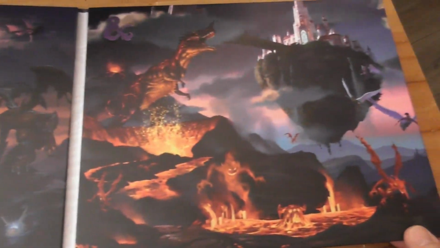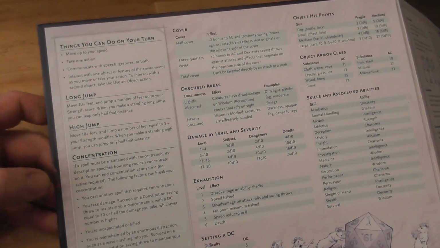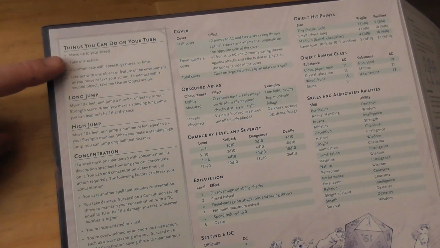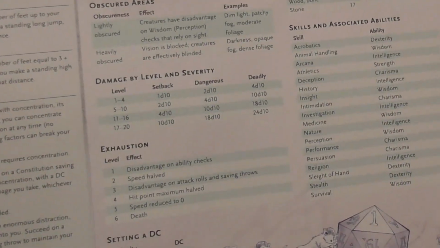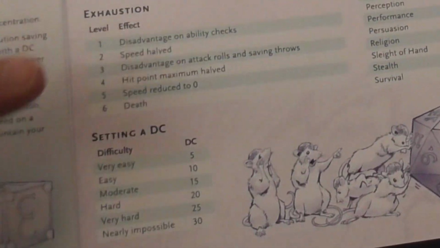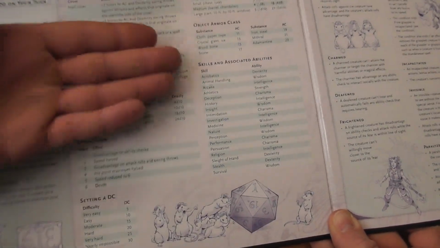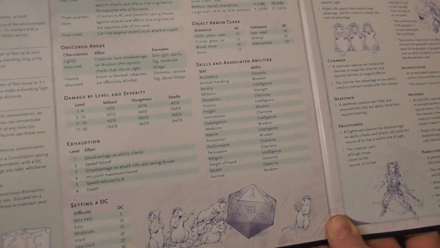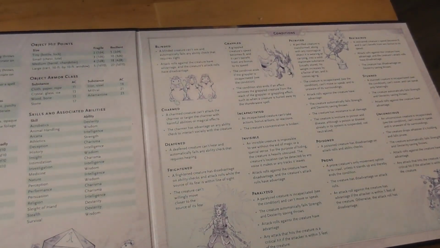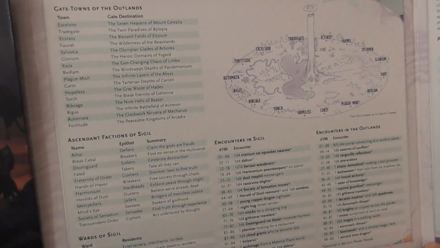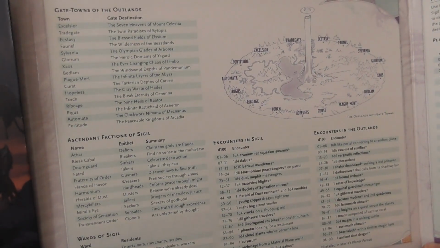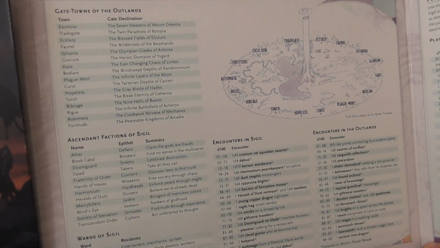The last DM screen I currently own is Planescape. Panel 1, straight back to the beginning. Things you can do on your turn, how to jump, how to concentrate, cover, obscurity, exhaustion, which I don't think we've had before, setting a DC, hit points, skills. Conditions. Conditions are back.